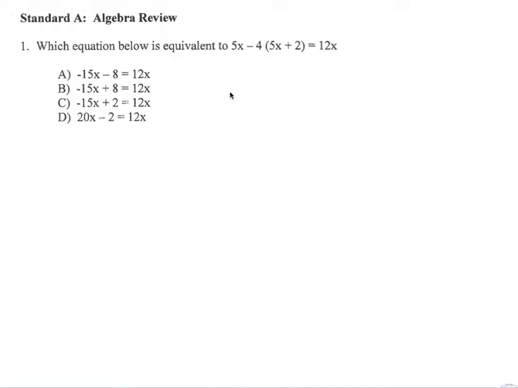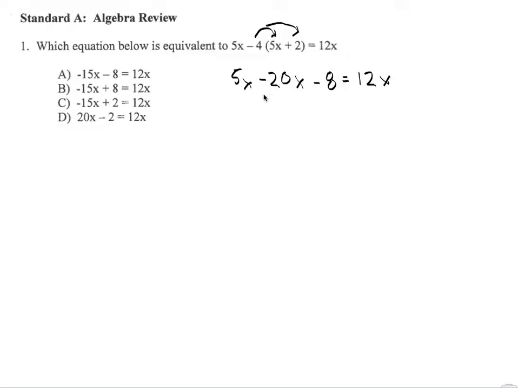These are all multiple choice for the first 10 problems. So which of the equations below is equivalent to this equation? The only thing I'm asking for here is to make sure that we have the correct order of operations. So I need to distribute this -4, and it's the entire negative of the 4 into both of these terms. So this is a 5x minus 20x minus 8 is equal to 12x.